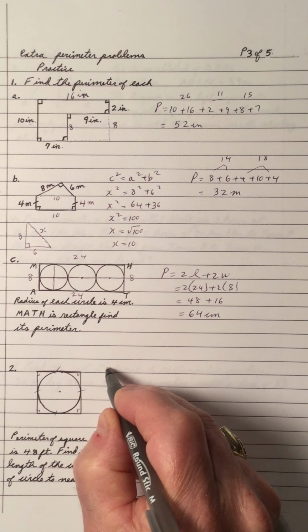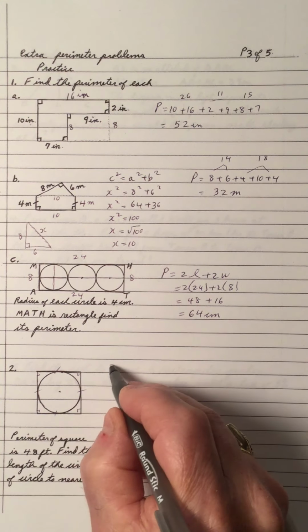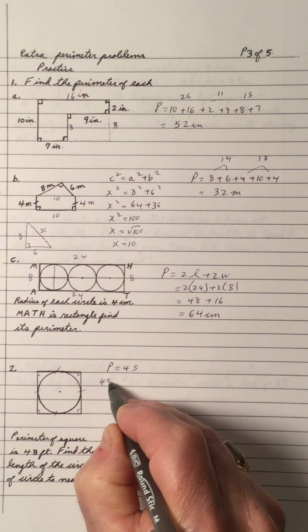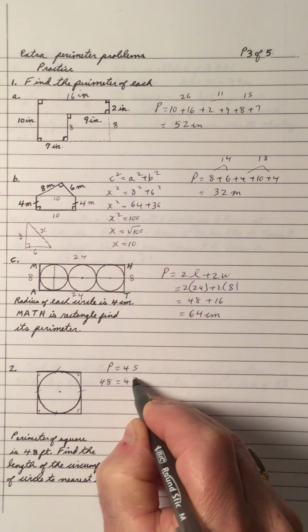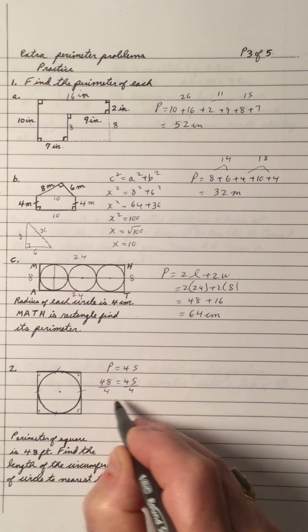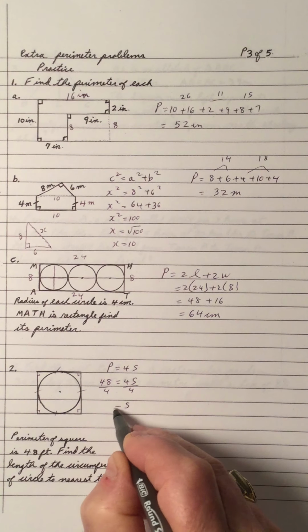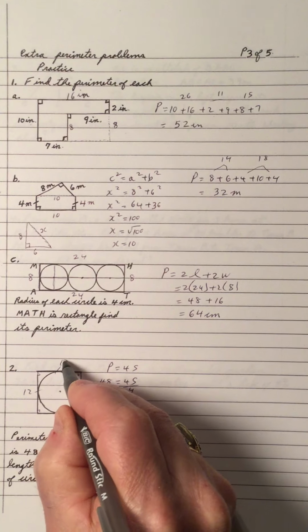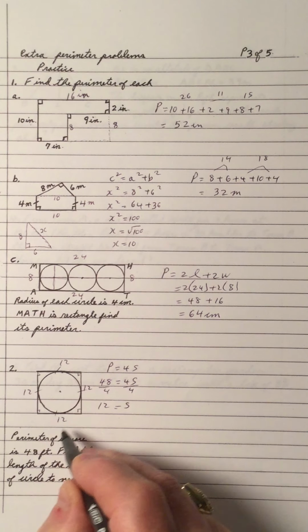So let's work on the square. The square has a 48, so the perimeter of a square is 4s. Let's put 48 in the place of perimeter. So 48 equals 4s, divide by 4, and I get s is 12. So the side is 12, 12, 12, 12.